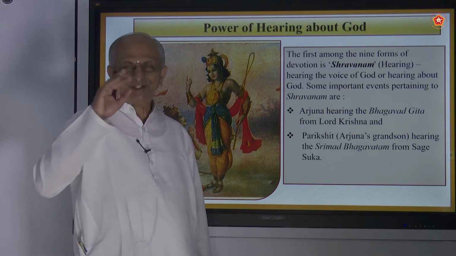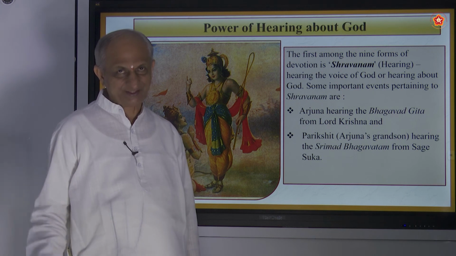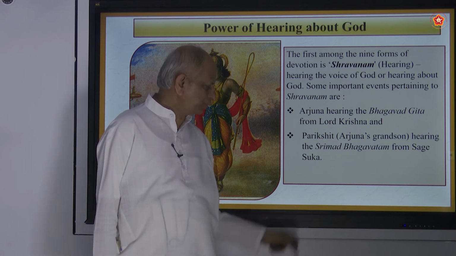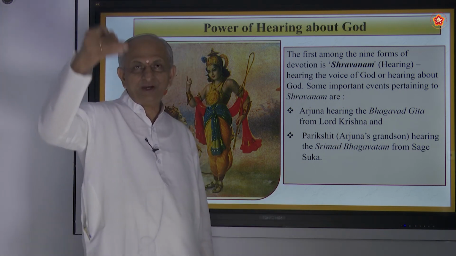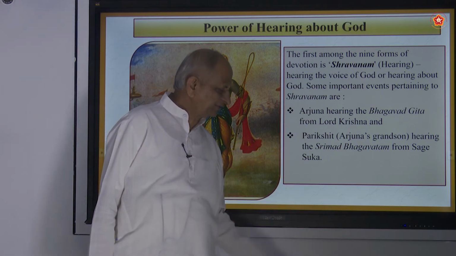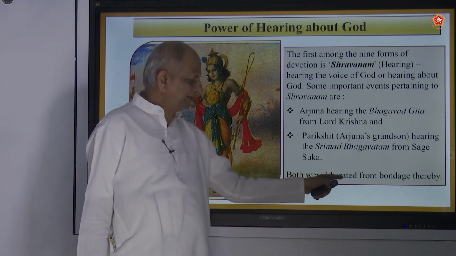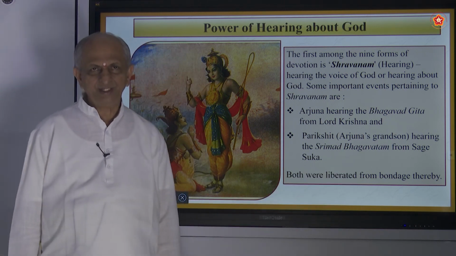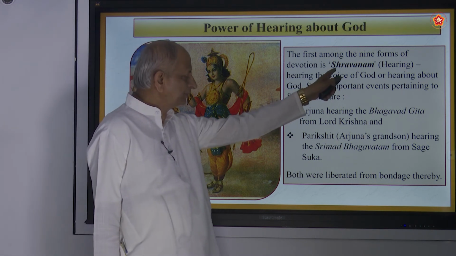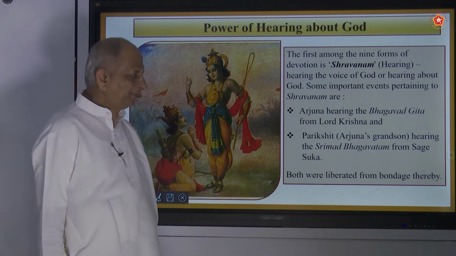So Parikshit knew that he had to leave the body after 7 days. There was a curse given to him by a rishi. And so he goes to sage Shuka and hears the story of Bhagavatam. Here Arjuna hears the Bhagavad Gita, Parikshit hears the Bhagavatam. So both are hearing. So both were liberated from bondage thereby. Means both of them reached the lotus feet of the Lord.